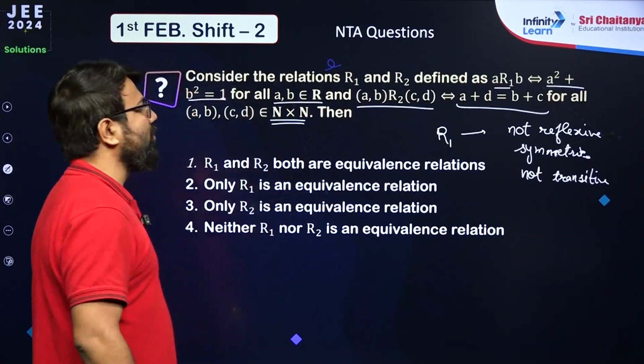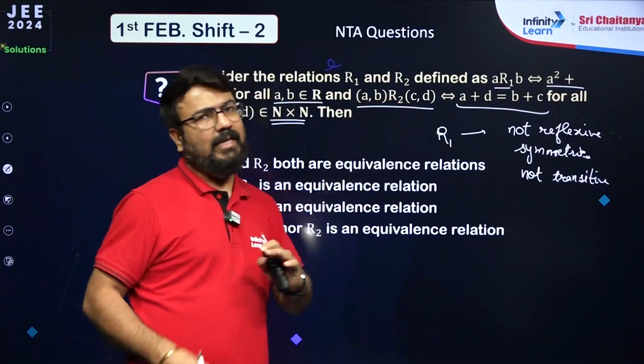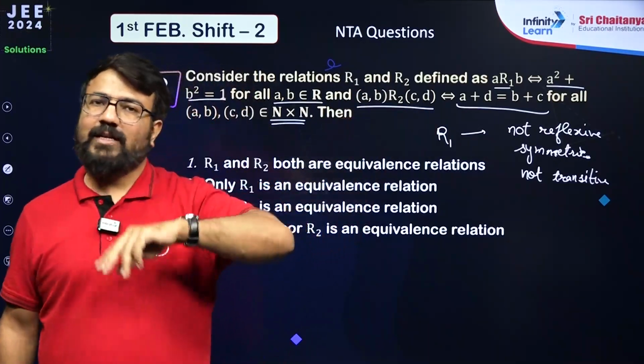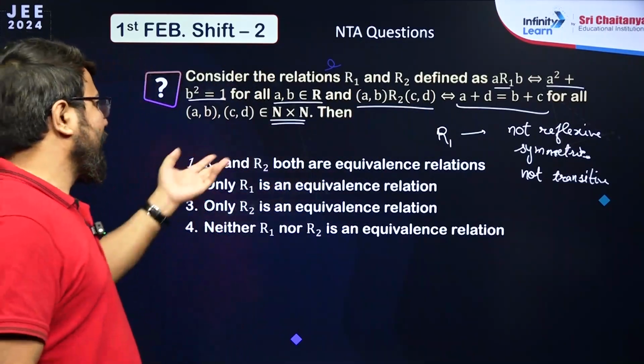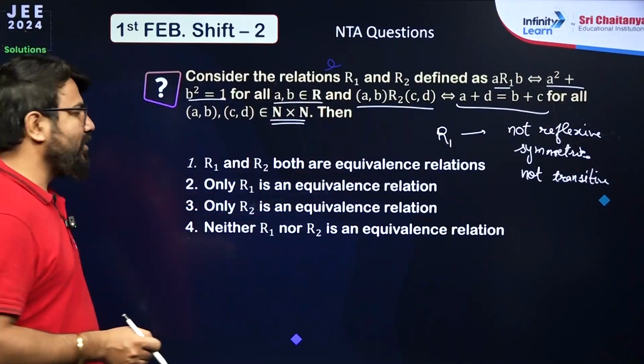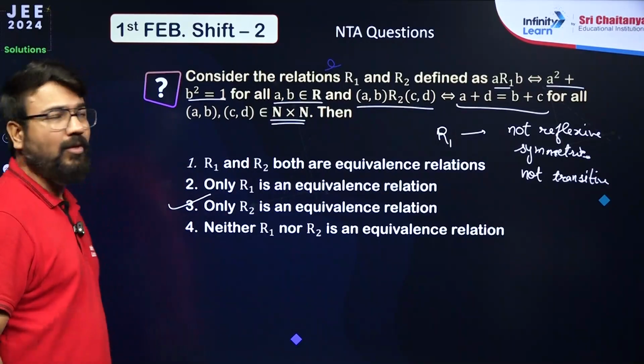If I talk about R2, you need to consider reflexive: (a, b) and (a, b), that has been satisfied. If (a, b) is related to (c, d), then (c, d) is also related to (a, b). And yes, it is transitive also. So R2 is basically an equivalence relation, but R1 is not. So only R2 is the equivalence relation, given to us in the third option.